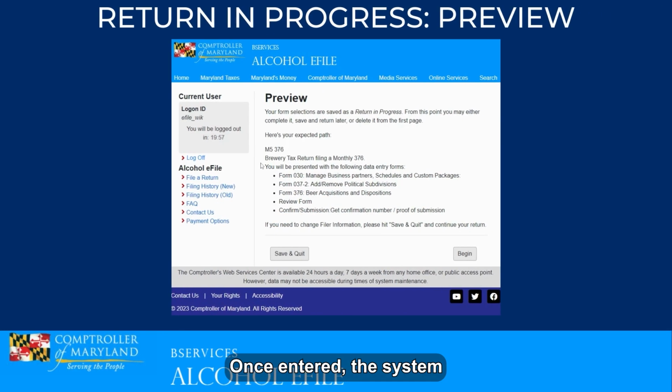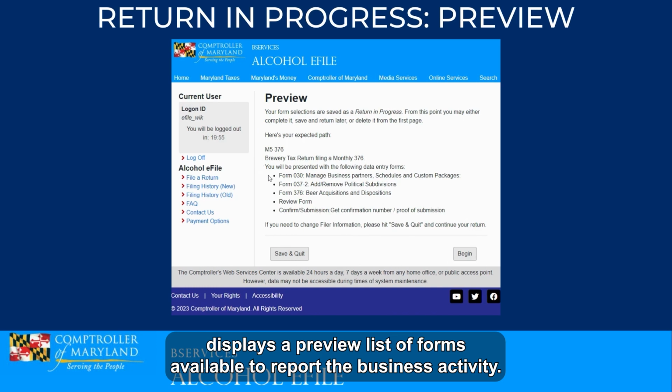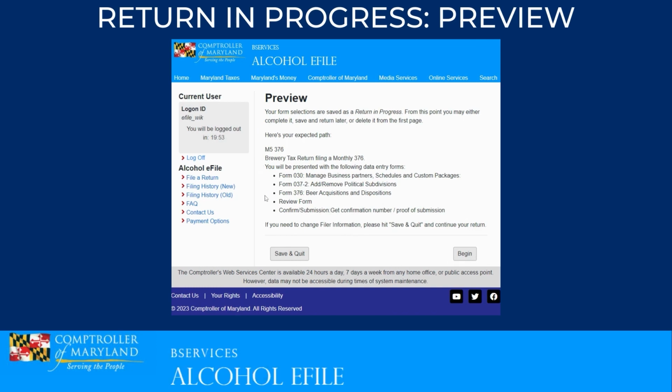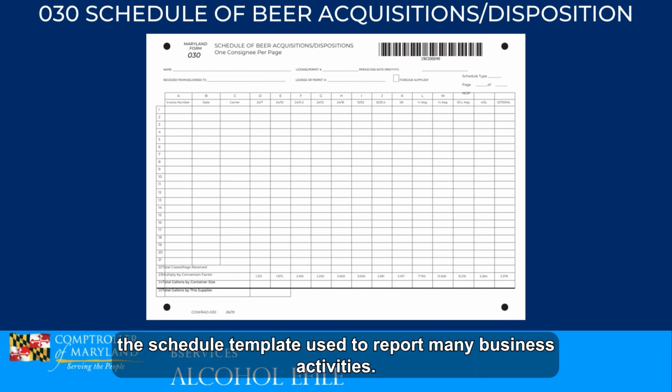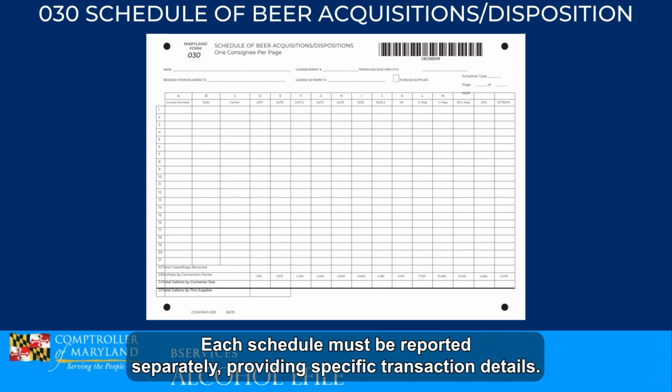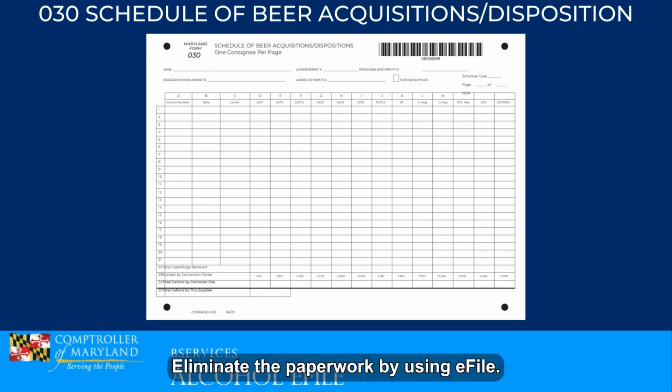Once entered, the system displays a preview list of forms available to report the business activity. The return is now in progress. Click Begin to continue. Here is a view of Form 030, the schedule template used to report many business activities. Each schedule must be reported separately, providing specific transaction details. Eliminate the paperwork by using eFile.